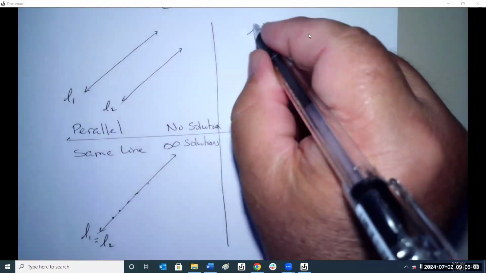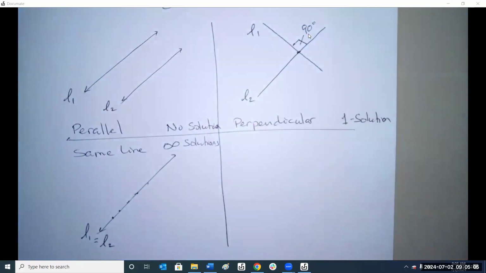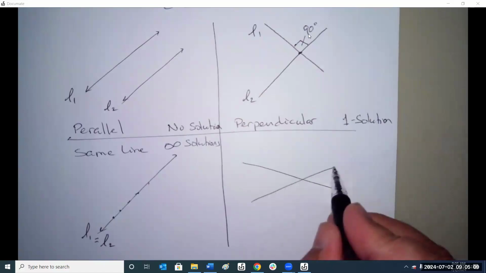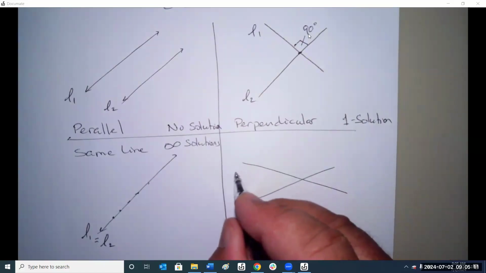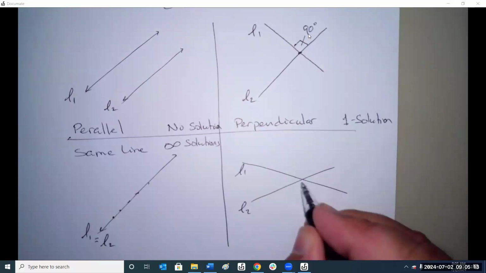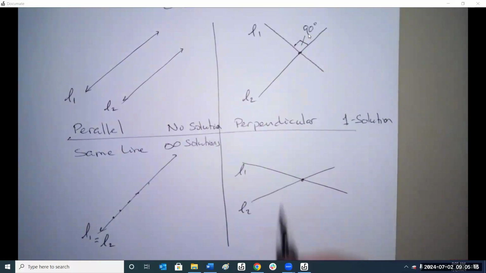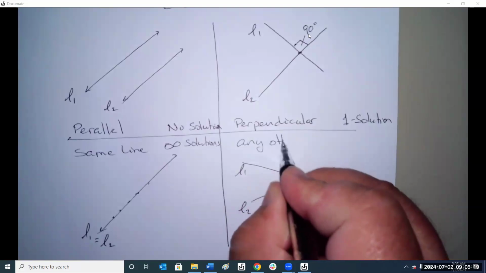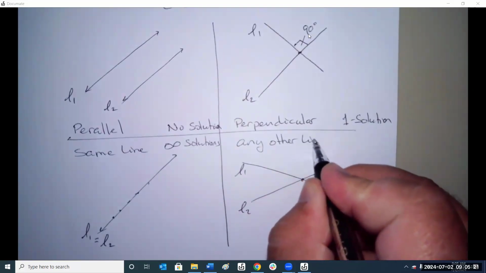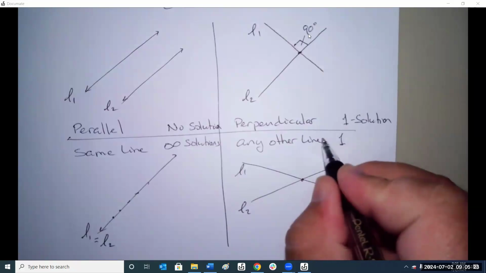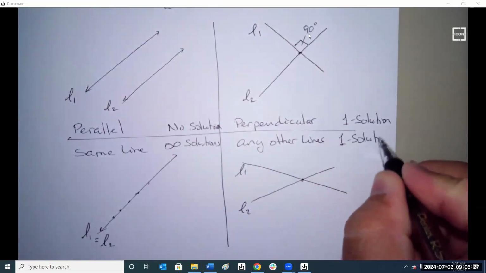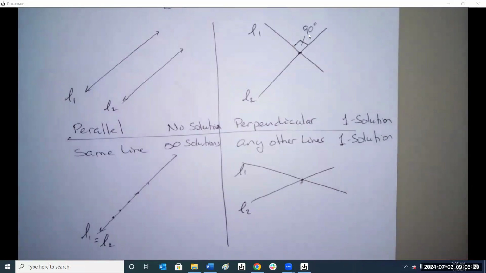This is line one, and this is line two. And then the last possibility is where you have line one and line two, and they just intersect at one place. You have one solution where they intersect.